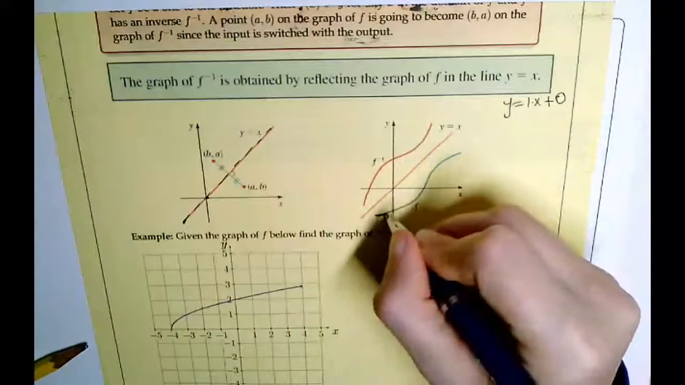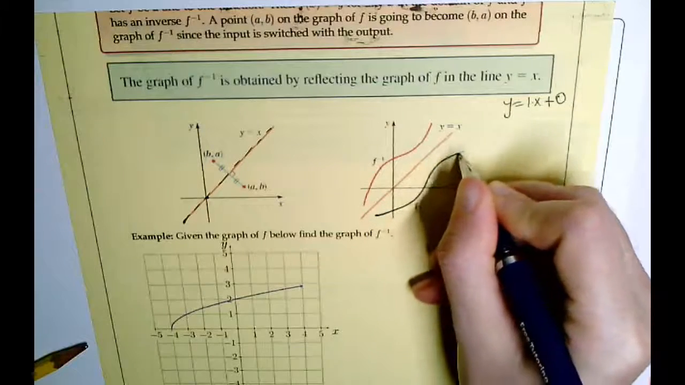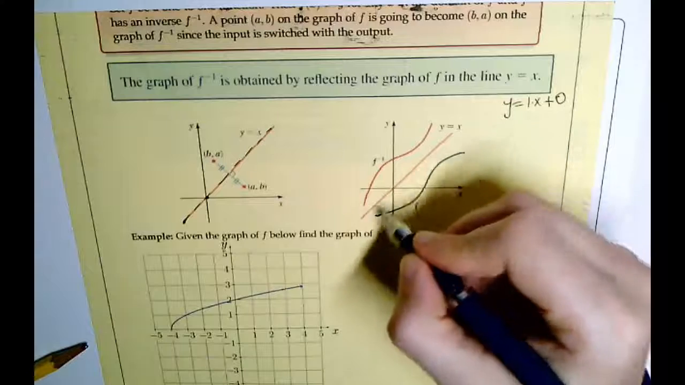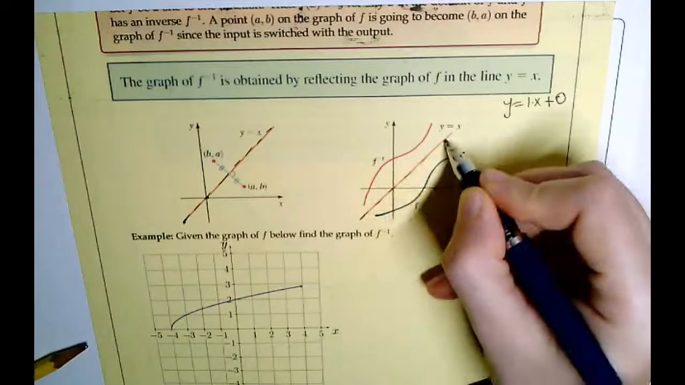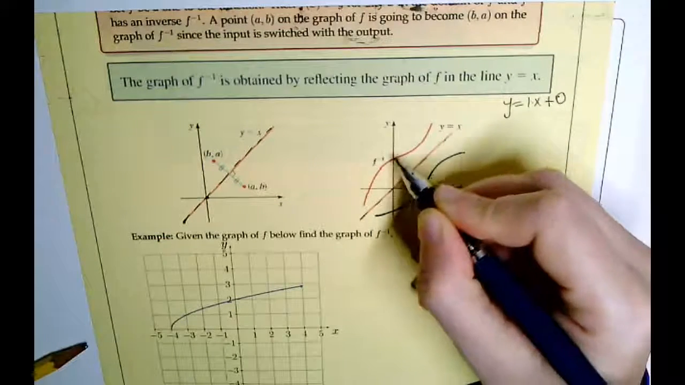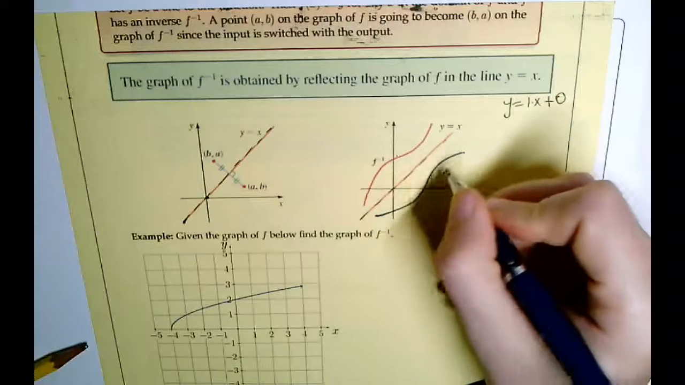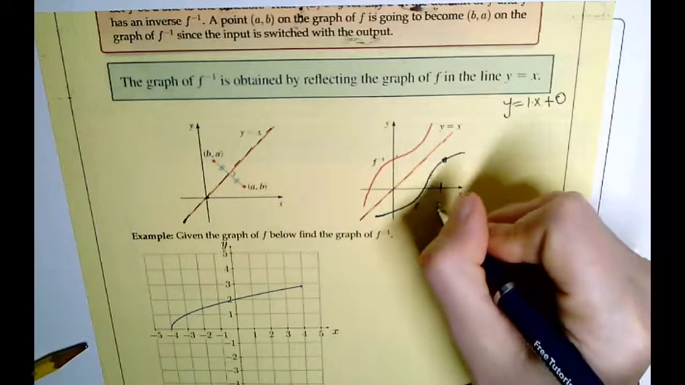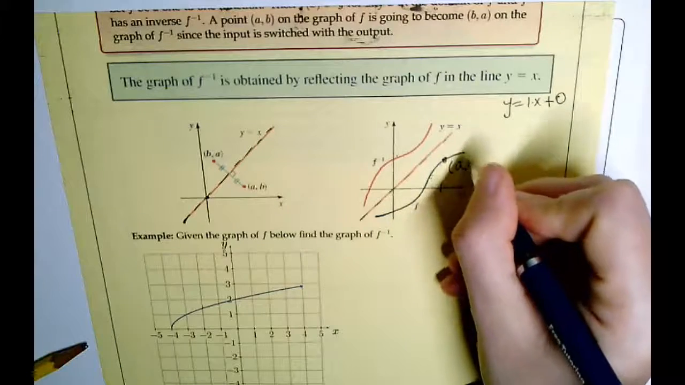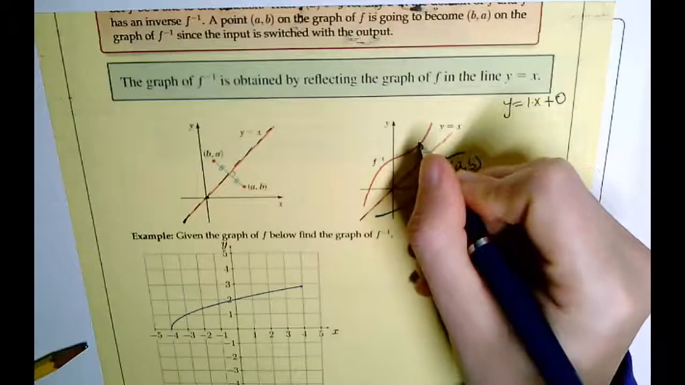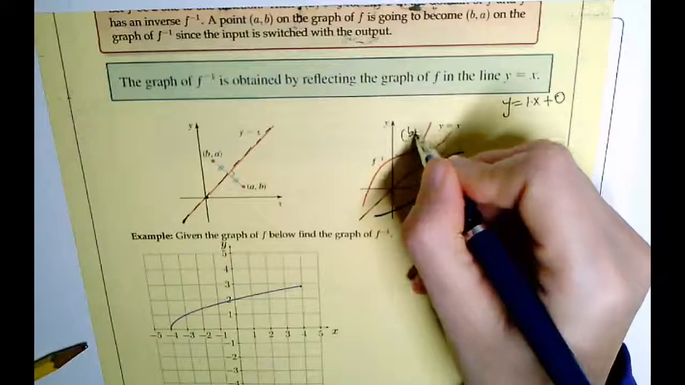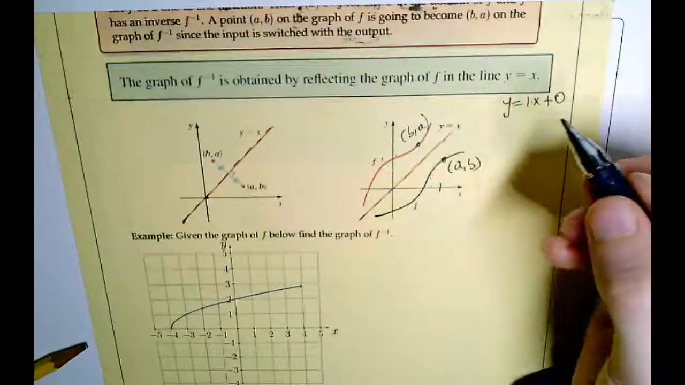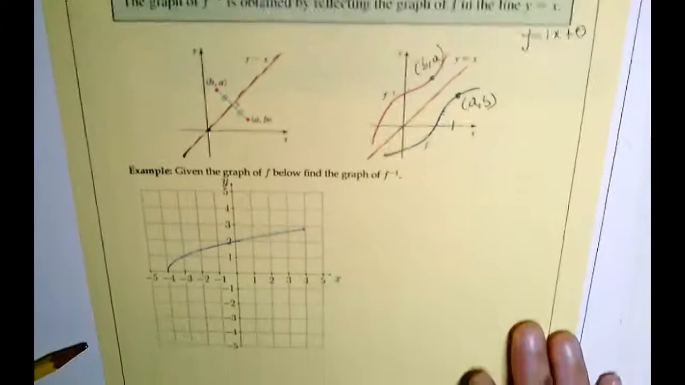So if I have a function f, its inverse, f inverse, is going to be, I take the line y equals x and I reflect f over that line. So a point right here, let's say a point right here, (a, b), is going to become a point (b, a) on the graph of f inverse. So let's see what we mean by that.